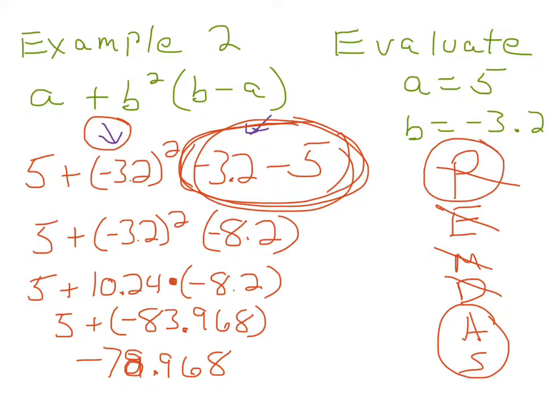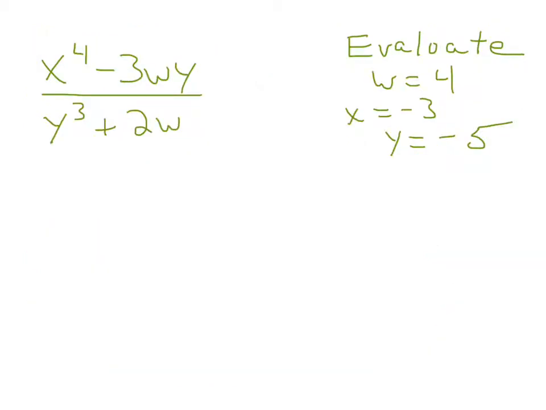So let's move on, and I want to now look at the special case that I mentioned when we talk about parentheses. So here's an example where we have a fraction. This is a big fraction. The order of operations is going to be very important here. Again, we're going to evaluate for the values w equals 4, x equals negative 3, and y equals negative 5.